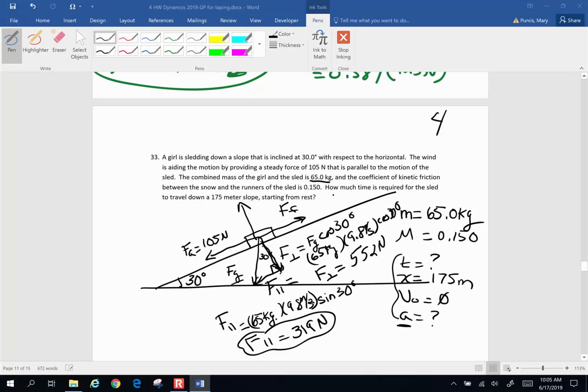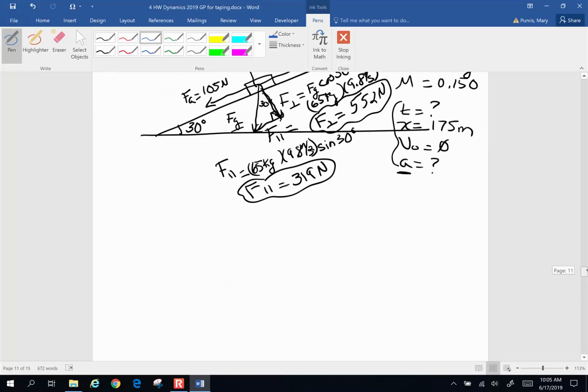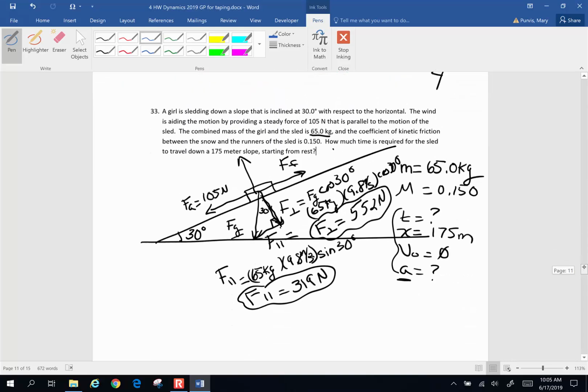I'm going to put bubbles around those because those are not the answer, but they're going to be useful down the road. Okay, next thing I'm going to do is we're going to sum the forces parallel and perpendicular to my inclined plane. So just slide this down a wee bit. I want to still be able to look at my picture.